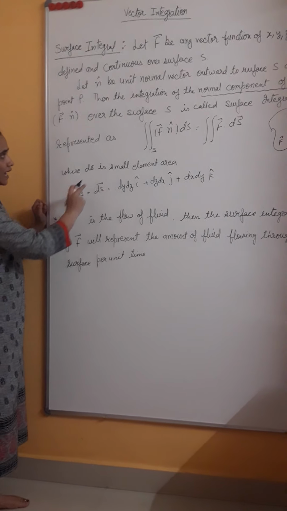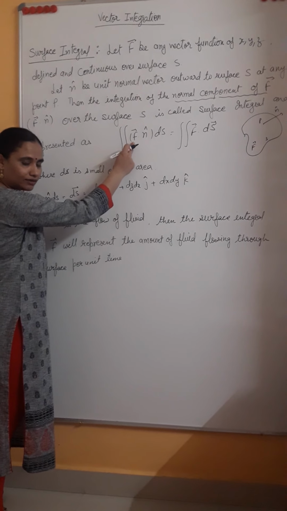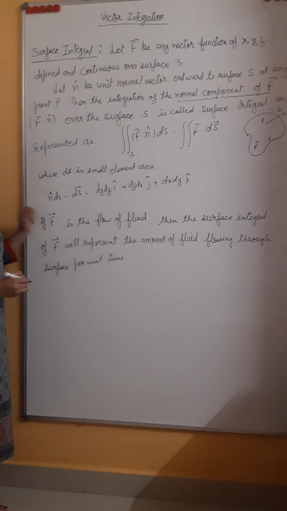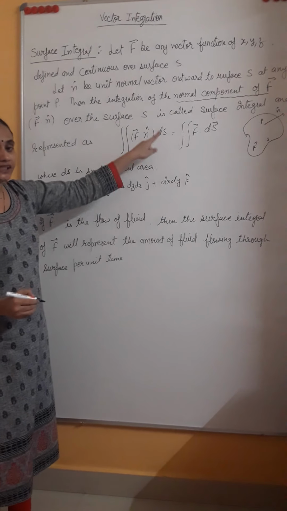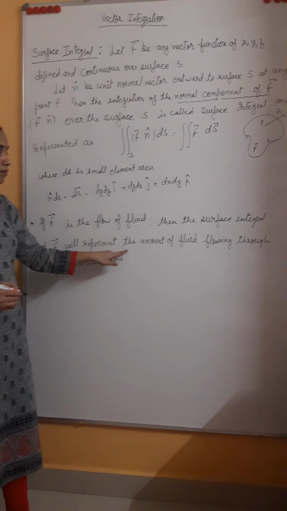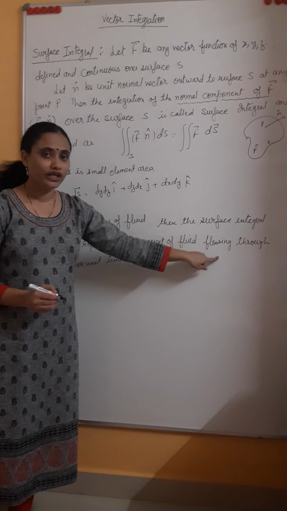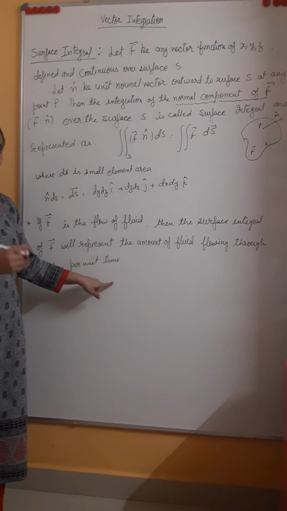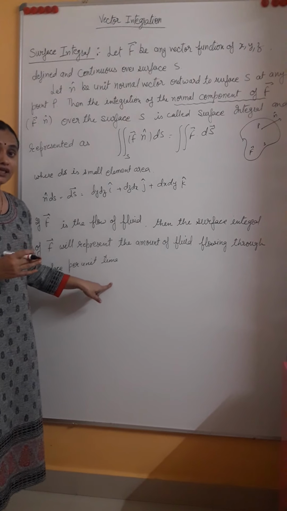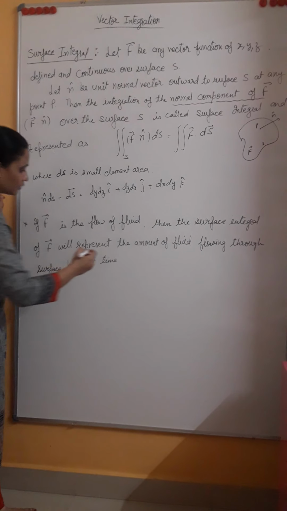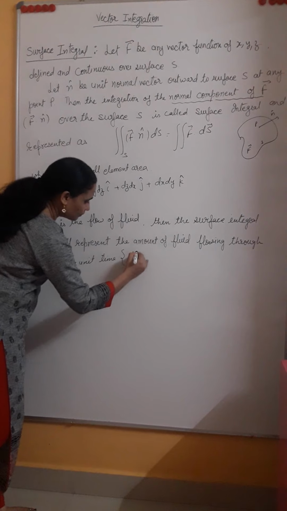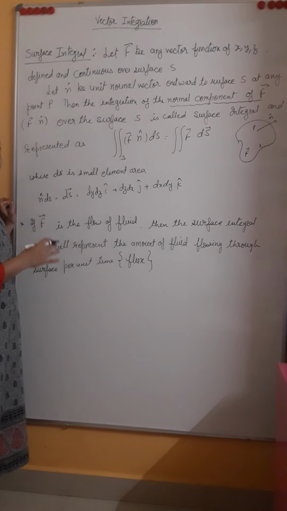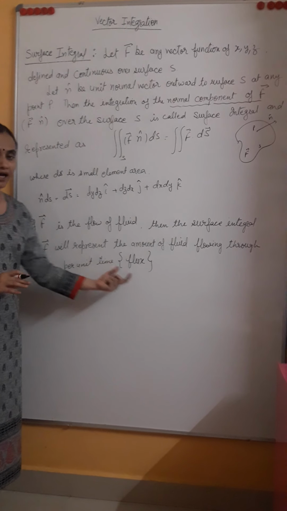Now here we have taken a general vector function F. If this F is the flow of a fluid, then this surface integration represents the amount of fluid flowing through the surface per unit time. And whenever we say fluid flowing per unit time, that means flux. So what does it represent? This represents flux.